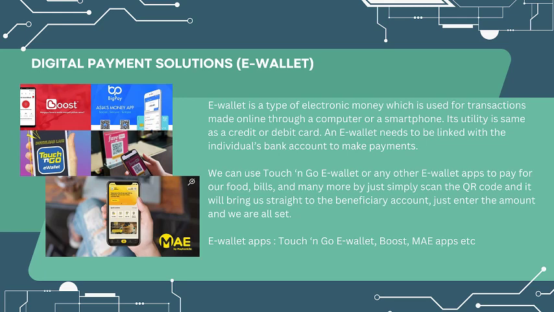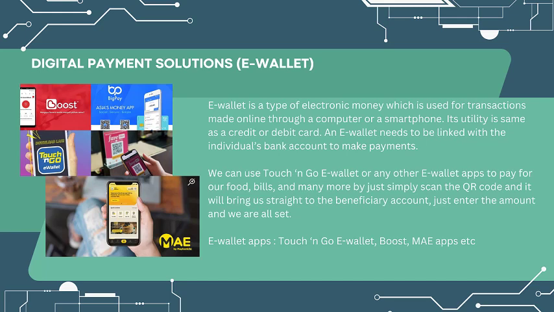Let's take an example like the Touch and Go e-wallet. We can use the Touch and Go e-wallet or any other e-wallet applications to pay for our food, bills, top up, and many more, simply by scanning the QR code, and it will bring us straight to the beneficiary account. Just enter the amount that you need to pay and we are all set to make the payment. Examples of e-wallet applications available in Malaysia are Touch and Go e-wallet, Boost, Maybank e-wallet applications and many more.